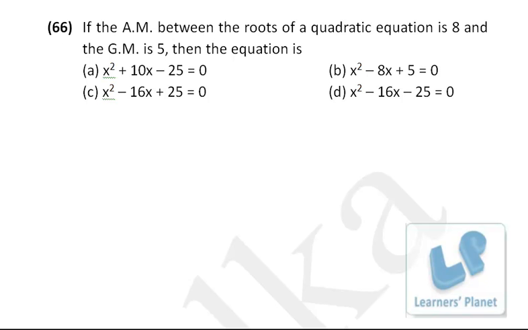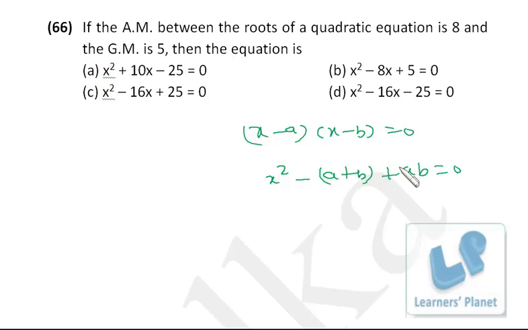If the AM between the roots of a quadratic equation is 8 and GM is 5, then the equation is. Now this is a good question, but very simple. Just listen to me carefully. I assume the roots of the quadratic equation are a and b. So the quadratic equation will be x minus a, x minus b is equal to 0. So precisely it is this, right?